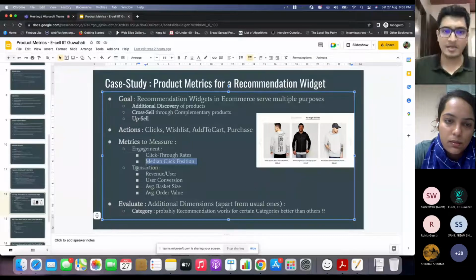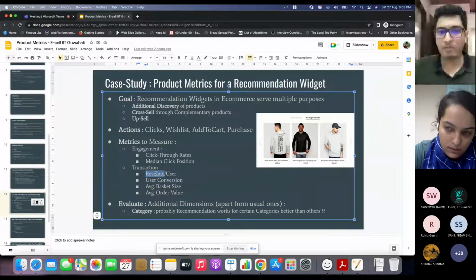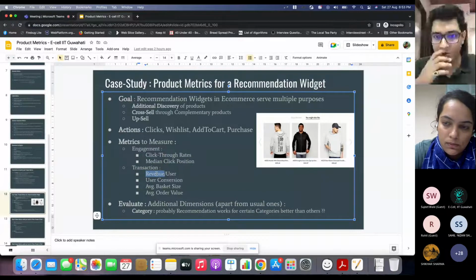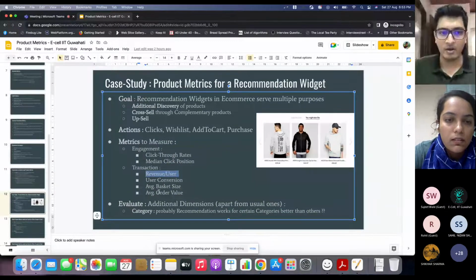And then transaction related metrics would be revenue per user. Are you able to get users to buy more? This will indicate whether they are generating more revenue. Average order value is whether they are buying more in value. Average basket size we discussed, user conversion, right? So these become your transaction metrics. And then basically you evaluate, this was the GAME framework, right?